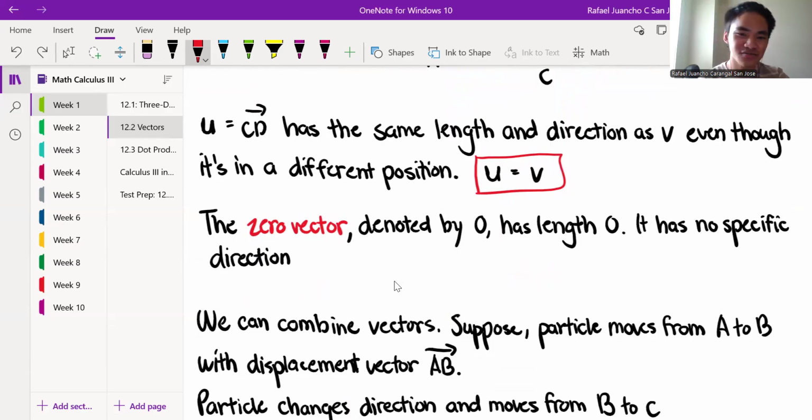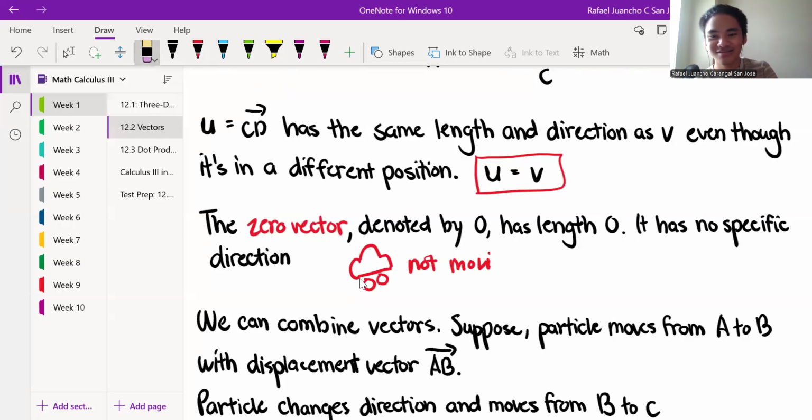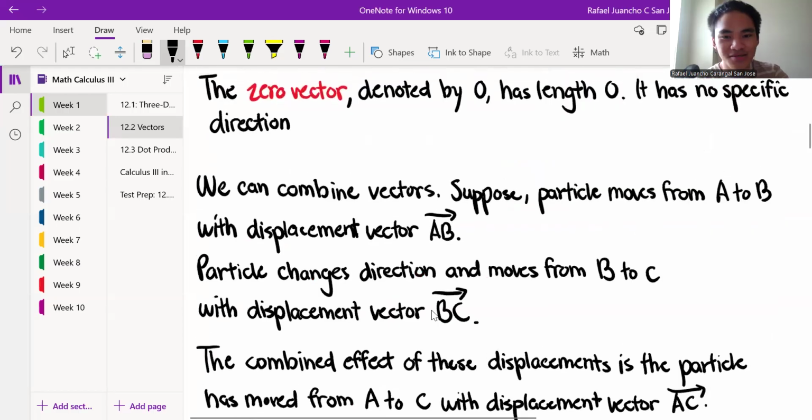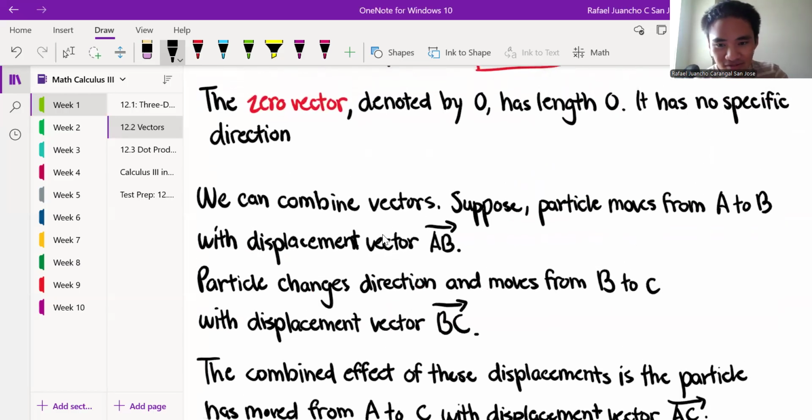And we also have this thing called the zero vector, which is basically zero. It has a length of zero. And if it has length zero, then it has no specific direction. It's not moving. If we want to be more practical, let's say this is a car that didn't move anywhere. If it's not moving, then where in the world is it going? It's not moving anywhere. It's not going north. It's not going south.